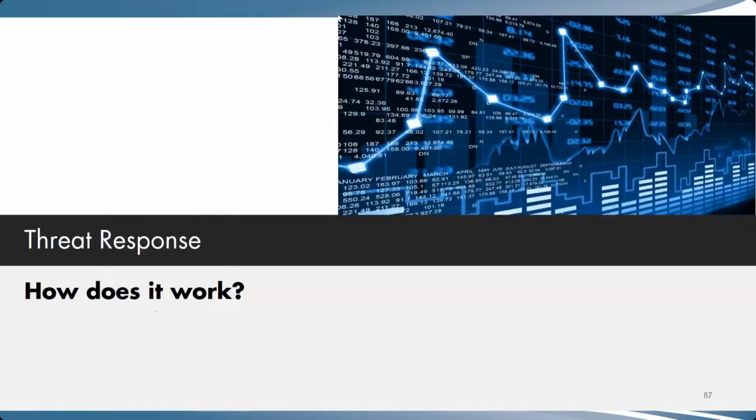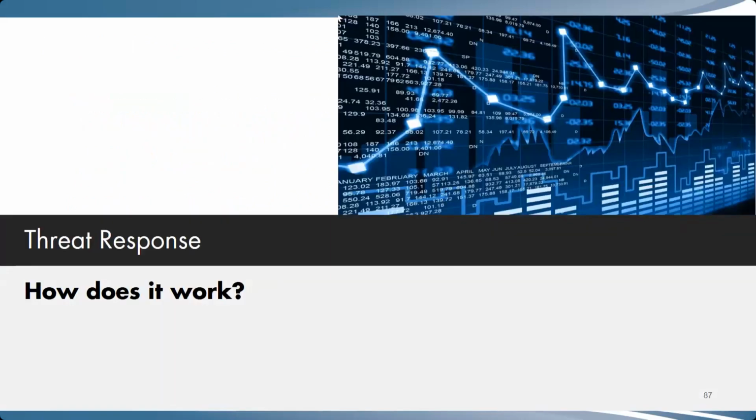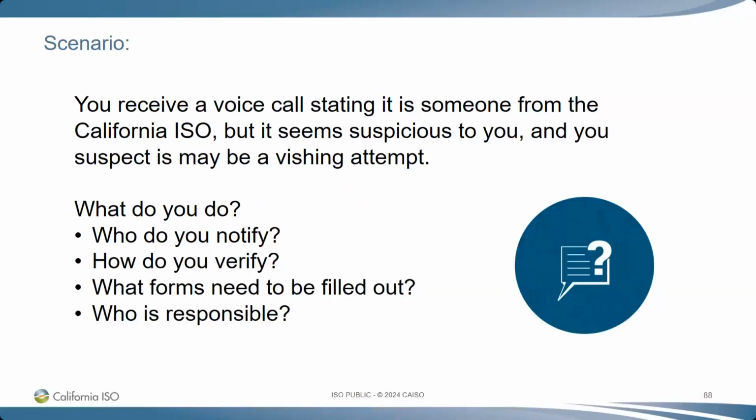So I'm going to skip ahead because we've just got a couple minutes, and I wanted to throw this scenario out there. There's something else to think about. This is something that recently happened. So what happens when you may be receiving a threat at work? Let's say you receive a voice call, and they're stating that they're from the ISO, they're asking for information, but it seems suspicious to you, and you're thinking, could this possibly be a phishing attempt? What do you do? Who do you notify? How do you verify? What forms need to be filled out, and who's responsible? We've run out of time today, but I'll add this into our next training session.